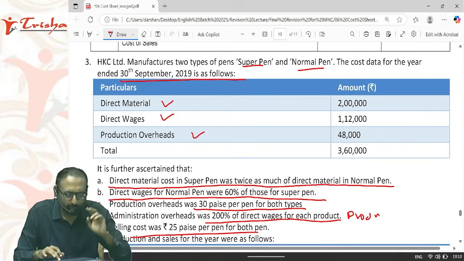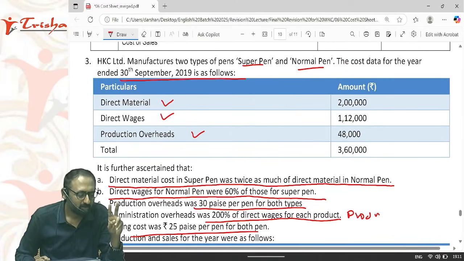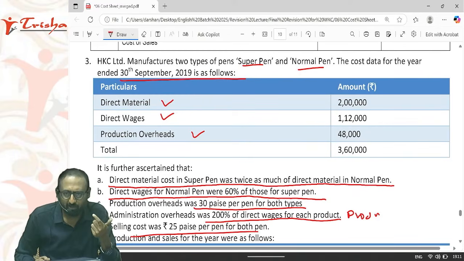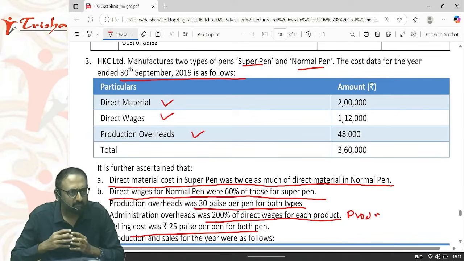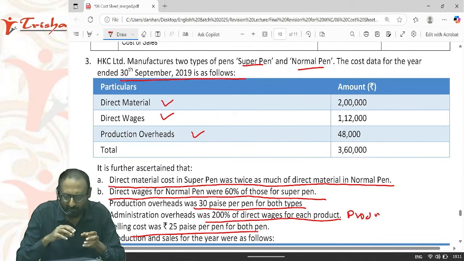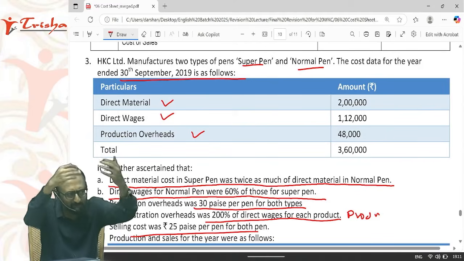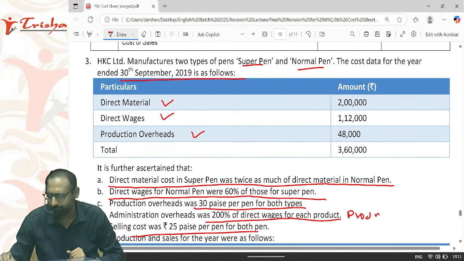Which type of pen do you produce here? Two types of pen. Which are the two types? One is a normal pen and one is a super pen. Correct, sir? So what about material? Material cost of super pen equals material cost of normal pen, or is material cost of super pen double as compared to normal pen?